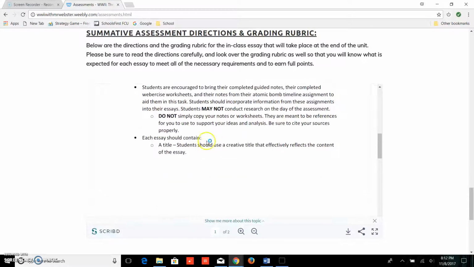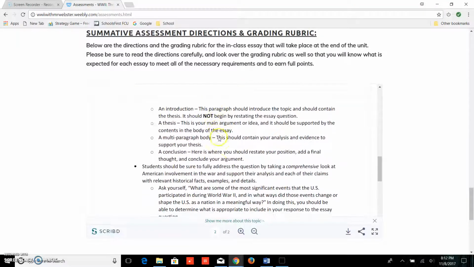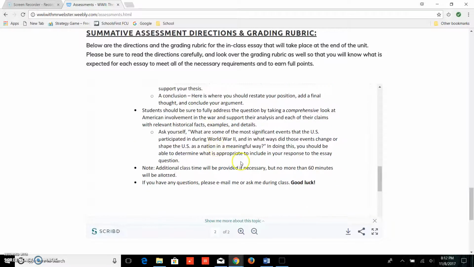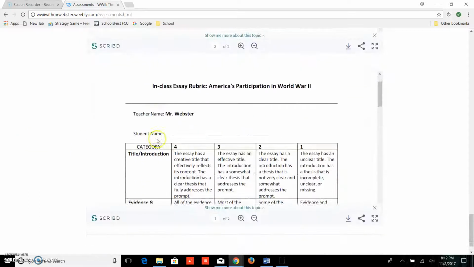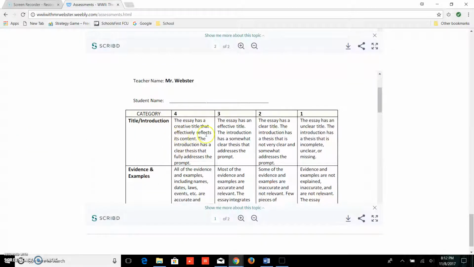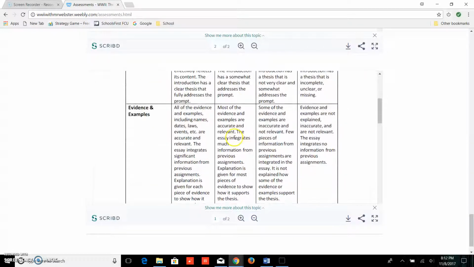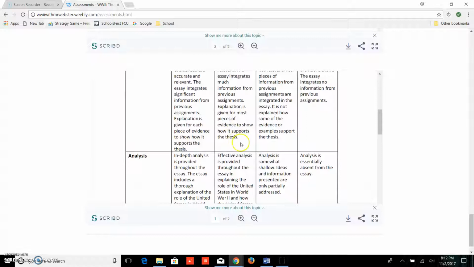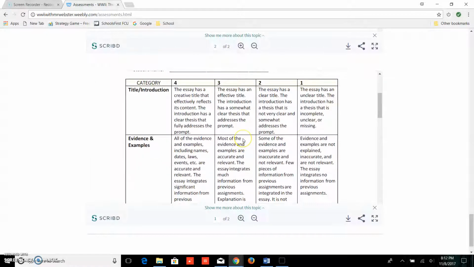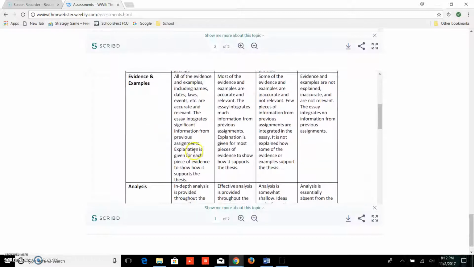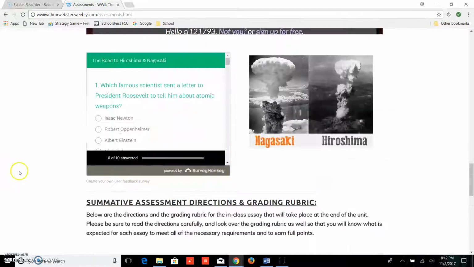And I set out detailed directions and an explanation of what is expected of them in order to accomplish this. I also include a rubric, just as I did before, in order for me to evaluate how they did on their essays, but they may also look at this beforehand in order to determine, have they prepared well enough? Will they be able to meet each of these requirements in order to earn full points?